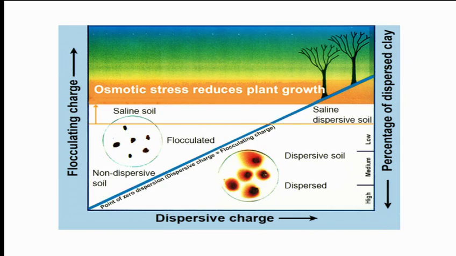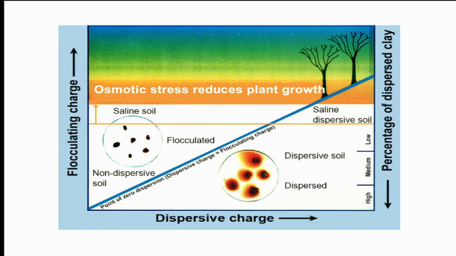Now, this is on this basis. You have a dispersive charge. As the dispersive charge increases, the percentage of clay dispersed increases. But if you increase the flocculating charge, it just opposes, and it becomes non-dispersive, flocculated. For a particular value of a dispersive charge, there is a particular value of flocculating charge where the dispersion is 0, which I call the point of zero dispersion, just like the point of zero charge in soil pH in relation to the charges.